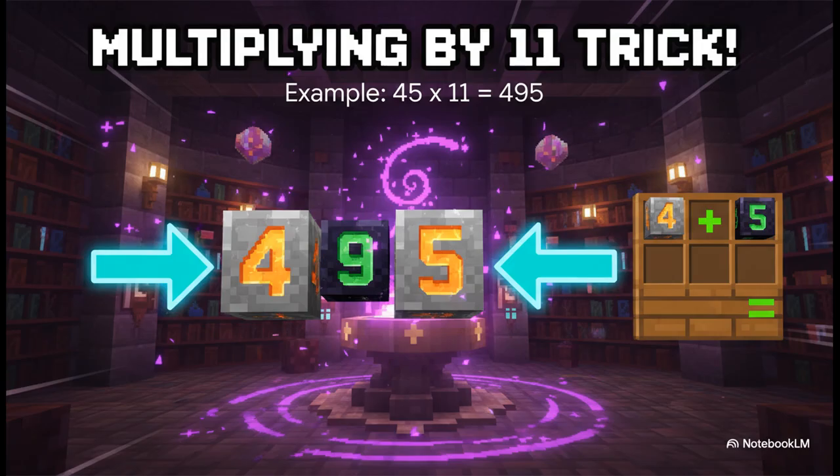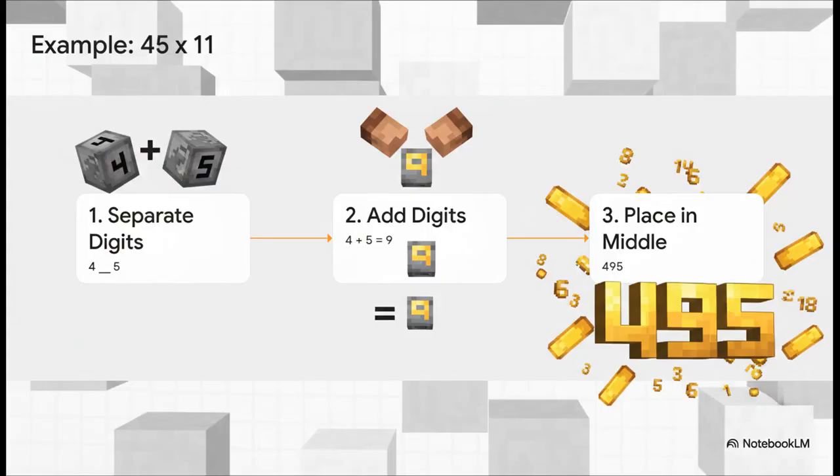This is such a cool trick. You ready? You just add the two digits of the number together, and you stick that sum right in the middle of them. That's literally it. Let's see it in action.